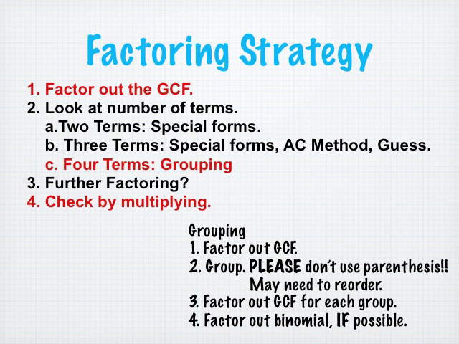The next thing you do is you look at how many terms there are. If there's 2 terms, then the only thing you can do is special forms. That's lecture 25. If there's 3 terms, then you might do special forms, which is lecture 25, or the AC method or the diamond method, that's lecture 24, or guess and check, which is lecture 23. So we're not doing any of that stuff yet.